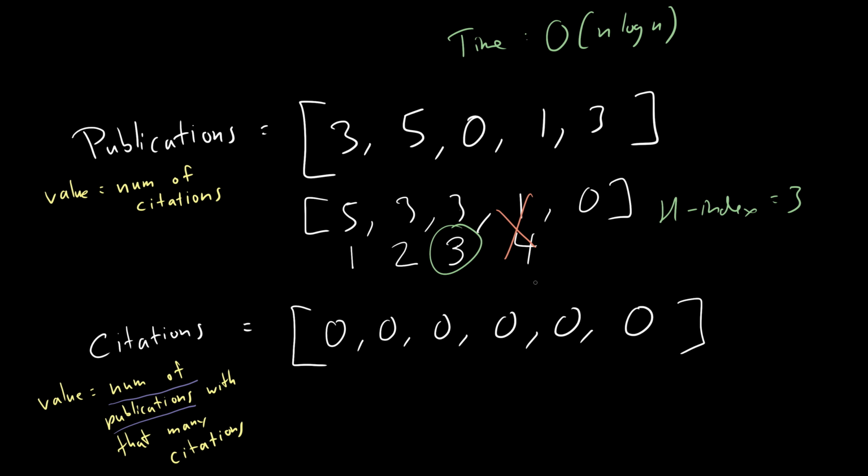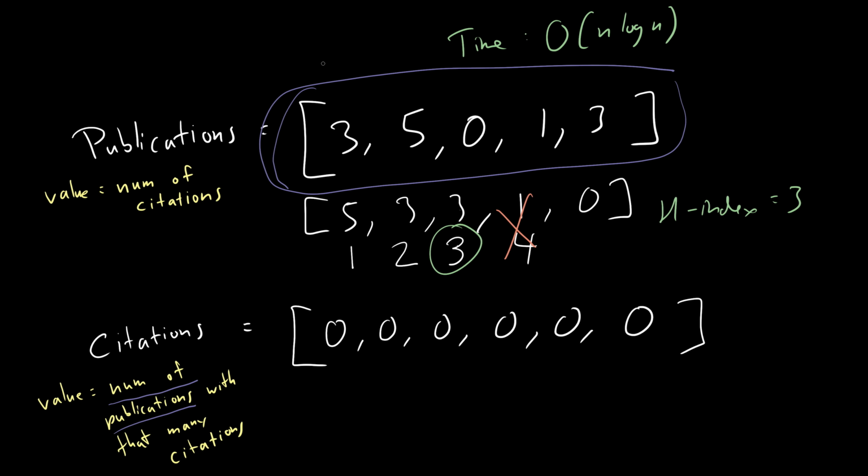So let's go through it now. We'll use the original array, so we'll use this one, and then we'll go through it linearly like this. So the first publication has 3.